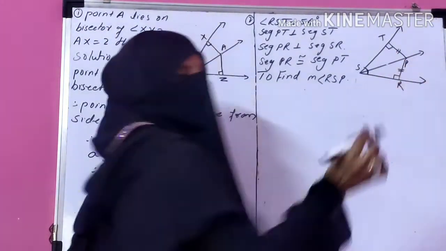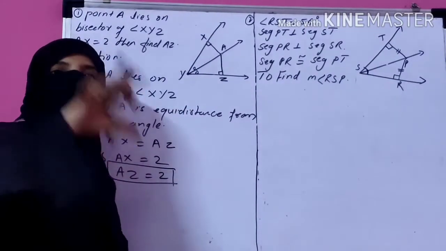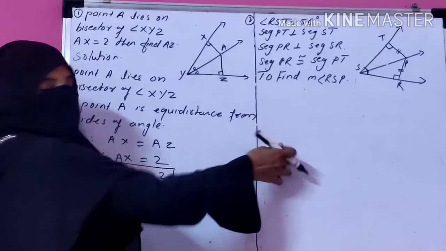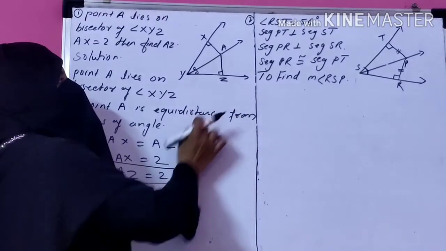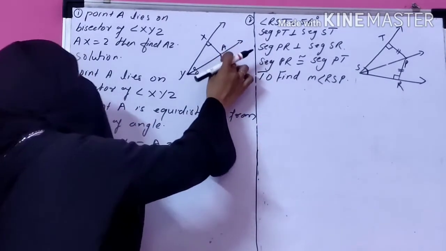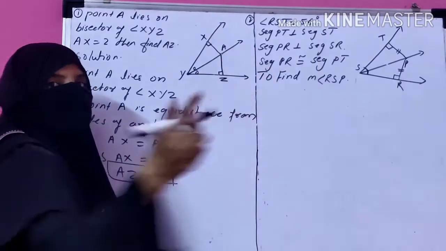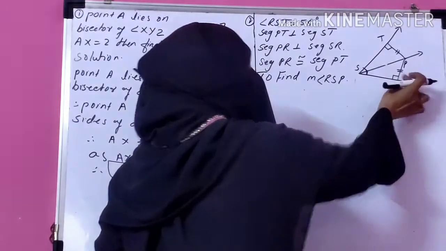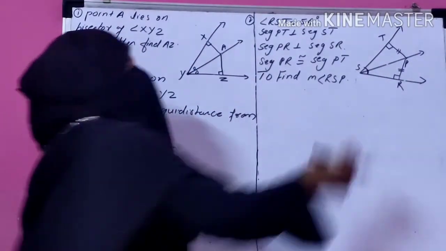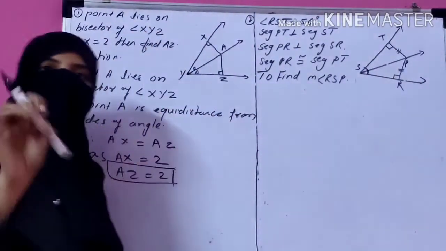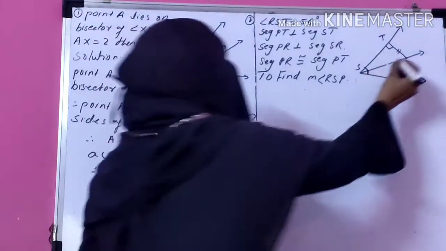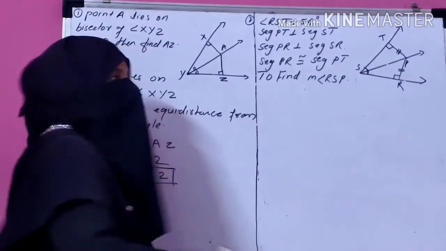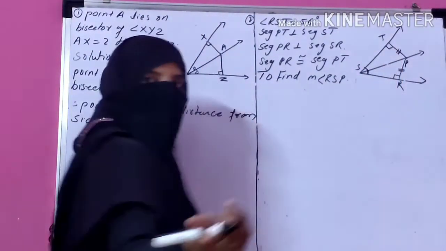Okay, if PR is equal to PT, that means the distance of a point is equal from the sides of the angle, that means that point lies on the bisector, a converse of this property. What about this property? This property says that if a point lies on the bisector, then its distance is equal from the sides of the angle. If the distance from the sides of the angle of a point is equal, that means that point lies on the bisector. So here the distances are equal, so therefore point P lies on the bisector. So that means SP is the bisector.